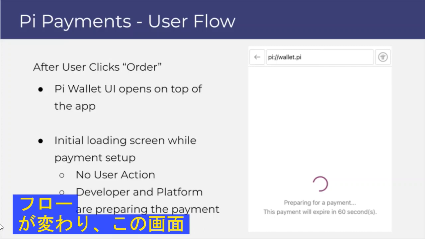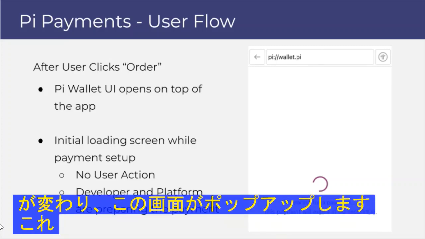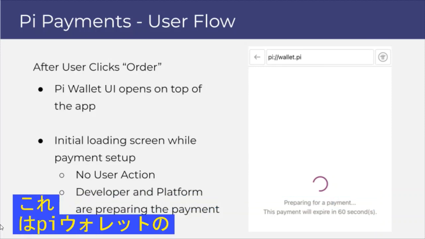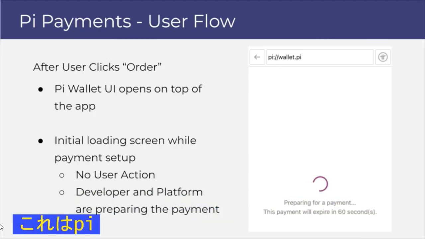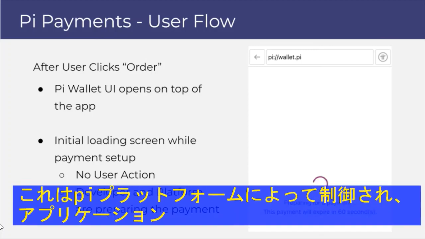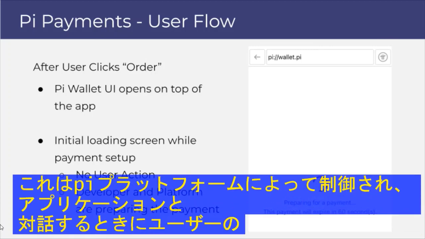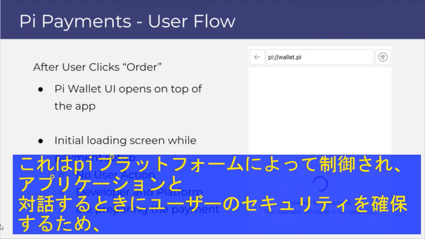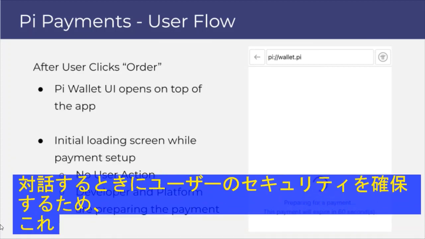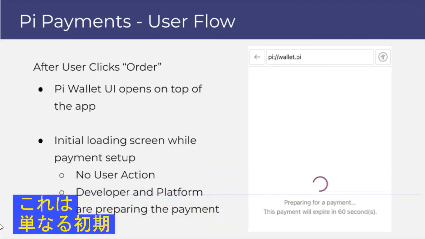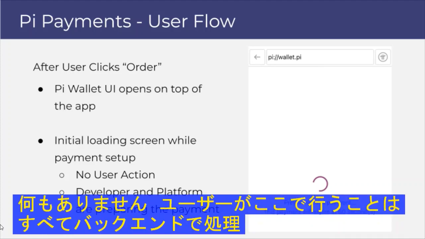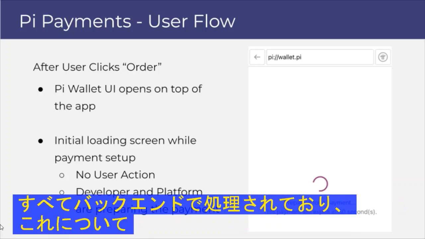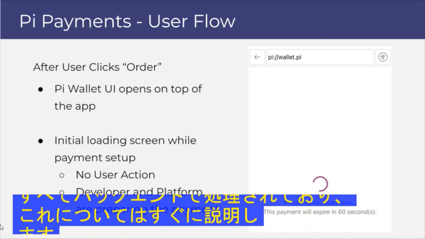This screen pops up over top of your application. And this is the Pi wallet payment flow. This is controlled by the Pi platform, which allows security for the user when interacting with the applications. This is just an initial loading screen. There's nothing for the user to do here. Everything's being handled on the back end, which will be talked about in just a few moments.